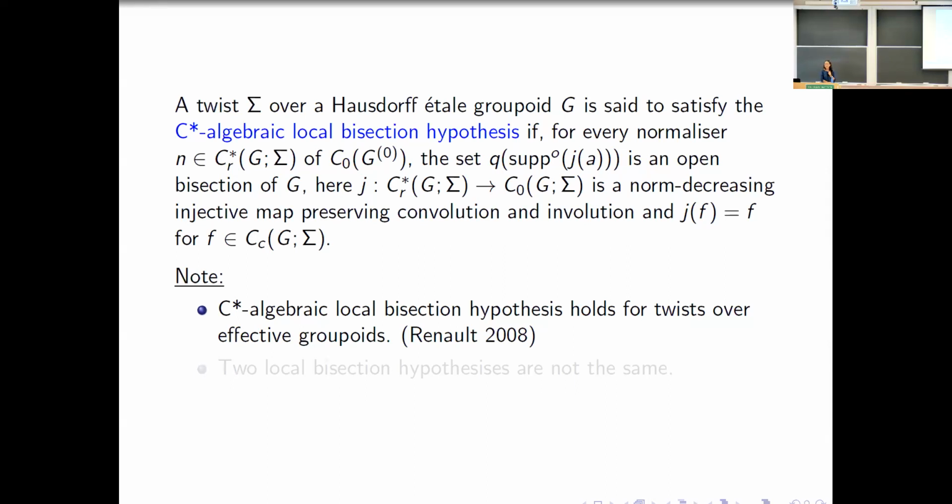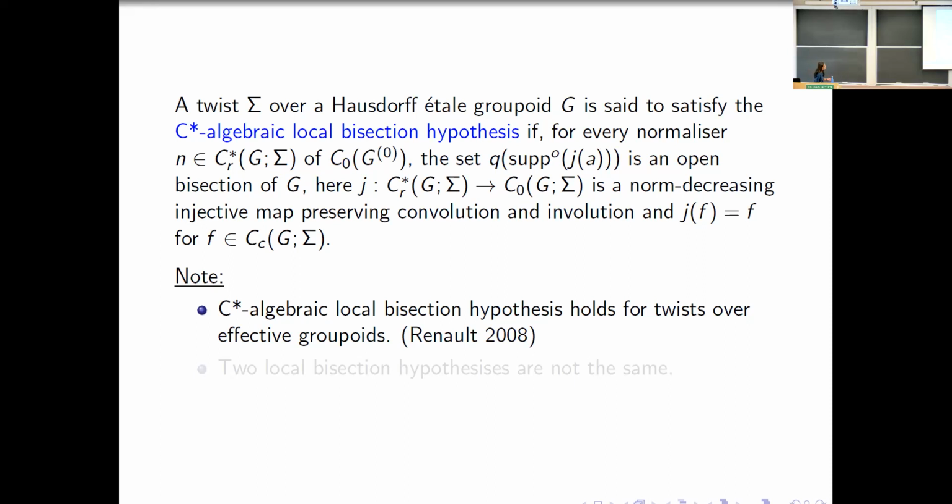Yes, it's N. Thank you, Elizabeth. Yes, it's the normalizer. And so we just ask exactly the same property, to see whether the support under the Q map is an open bisection or not, now in the groupoid setting. So basically, exactly the same idea: asking whether the support of the normalizer is an open bisection or not.